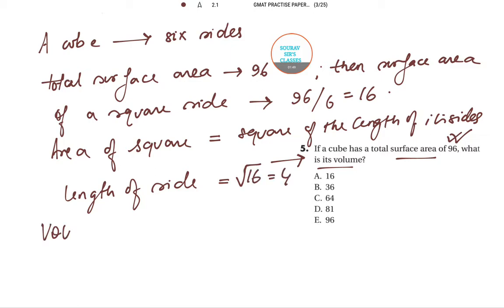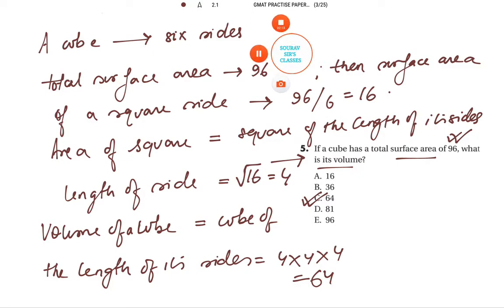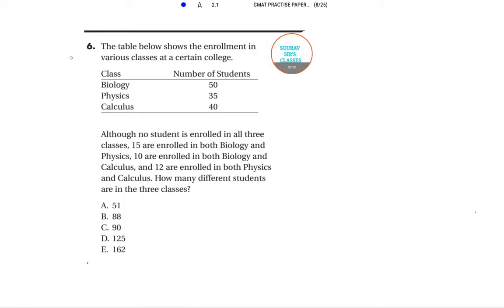So the volume of a cube is the cube of the length of its sides, and this is equal to 4 into 4 into 4, which is nothing but 64. That means C will be the correct answer to this particular question. Let us now move on to the next question. The next question which we are going to solve is marked as question number 6. Let us read it first.